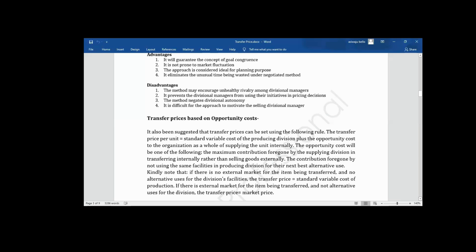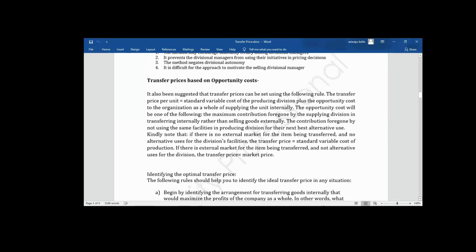Please note, if you are required to determine transfer price based on opportunity cost, you are still going to get back the market price of the product. It will take you back to market-based transfer price.